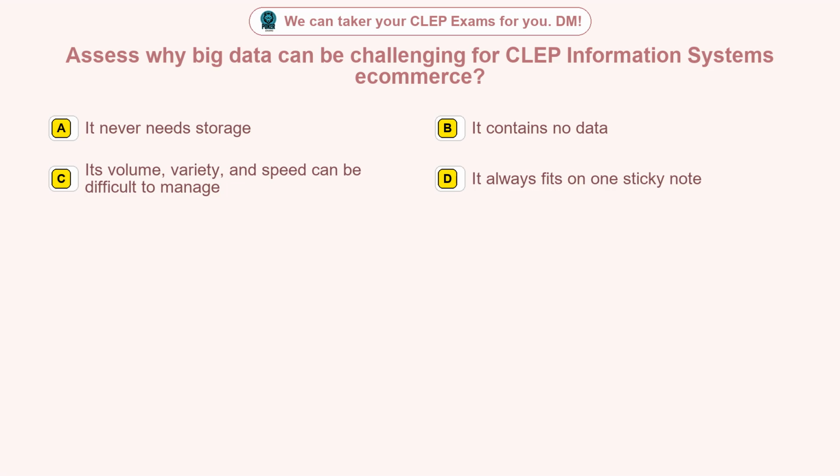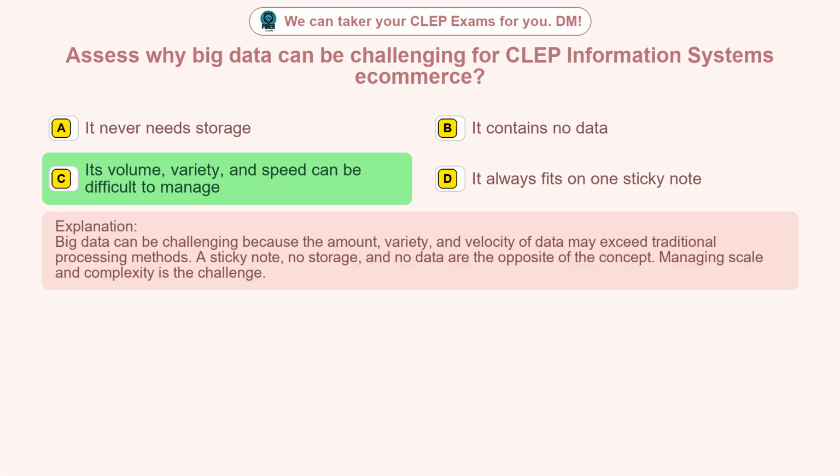Question 86. Assess why big data can be challenging for CLEP Information Systems Ecommerce. Option A, it never needs storage. Option B, it contains no data. Option C, its volume, variety, and speed can be difficult to manage. Option D, it always fits on one sticky note. The correct answer is option C, its volume, variety, and speed can be difficult to manage.